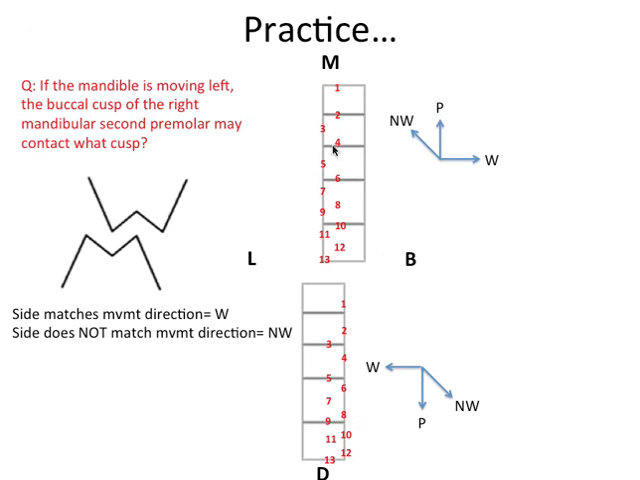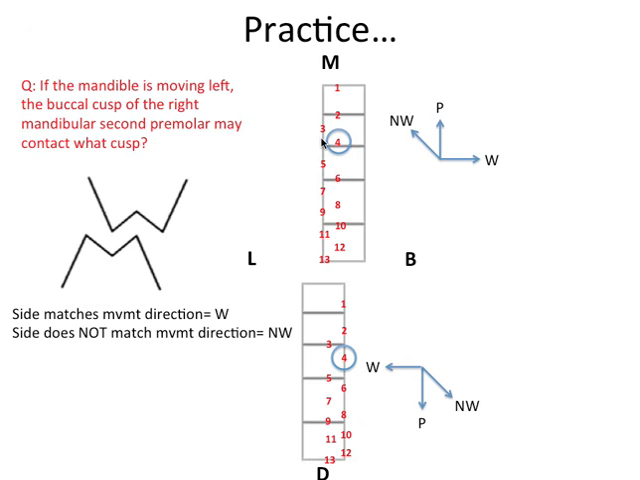The first thing to do for this question is to locate the cusp. This is referring to the buccal cusp of the right mandibular second premolar, so we're on the right side, and the mandibular second premolar is going to be number 4, contact point number 4 right here. The next thing to do would be to find where it occludes in the opposing arch. So we're going to go ahead and find number 4 on the upper.